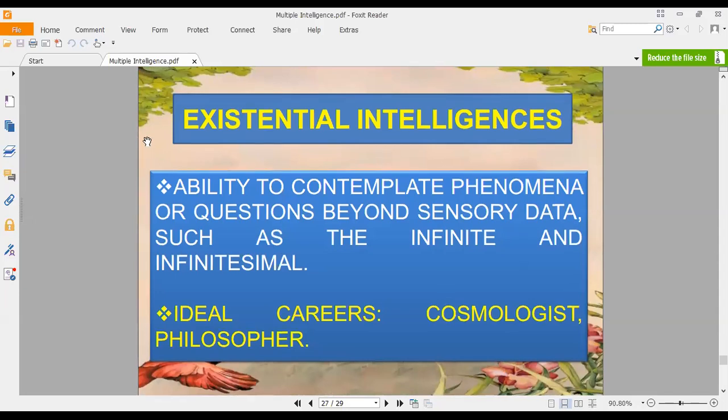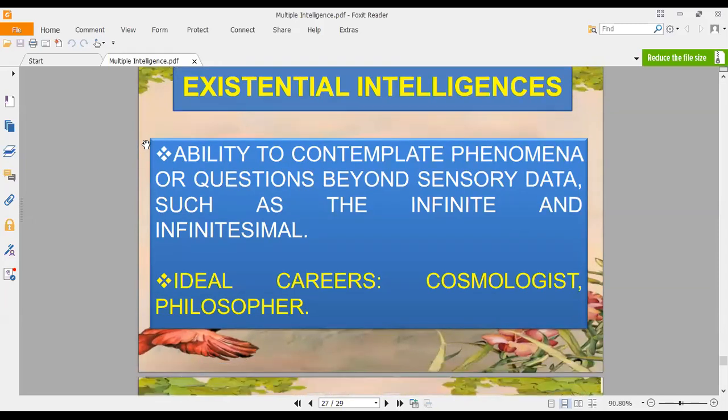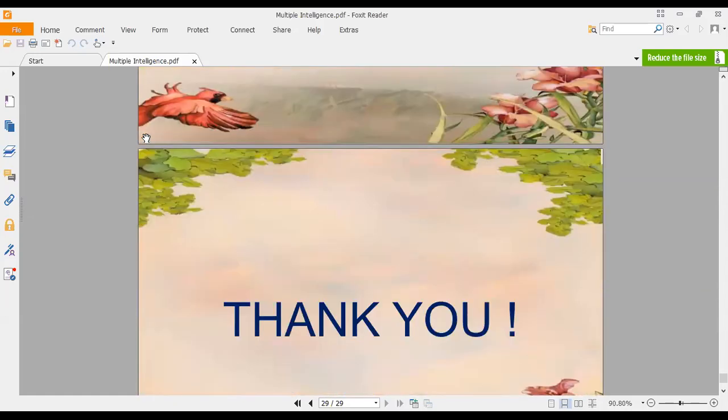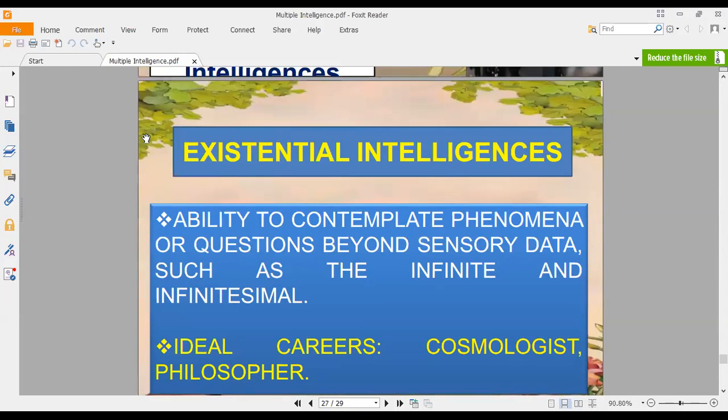Existential intelligence: the ability to contemplate phenomena or questions beyond the sensory data, such as infinity. So that means ideal careers: cosmologists, philosophers. That means something that is not existing. They are thinking and just going for different extremes. Scientists most of the time, right? So that is the last one.